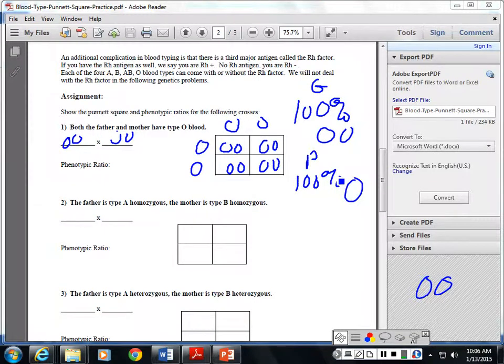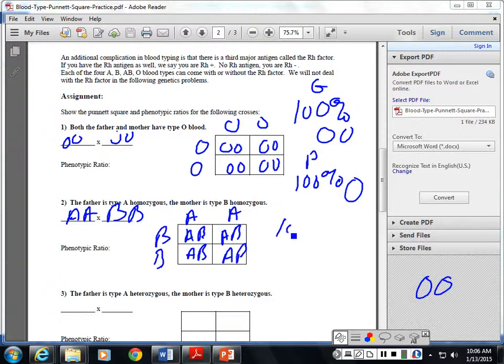What if your father is A homozygous and your mom is B homozygous? Well, homozygous means the same, right? So dad's going to be AA, mom's going to be BB. So A, A, B, B. So you have AB, AB, AB, AB, right? So 100% genotype is going to be AB, and 100% phenotype means you have AB blood.